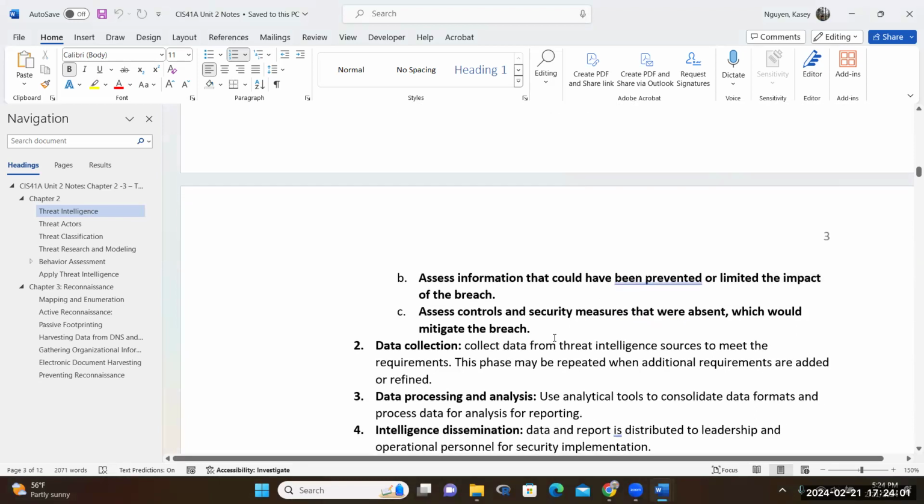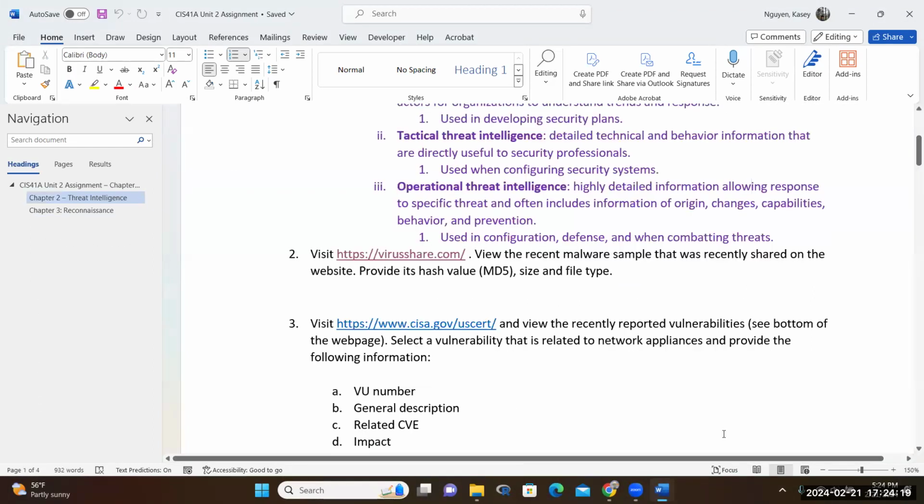Okay, if the company had never faced any kind of breaches before, more power to them, right? It's not a matter of if it's going to happen, it's a matter of when it's going to happen. So we have to look at the trend for a similar company, and then the controls and countermeasures for our threats. So let's take a look at the next part.